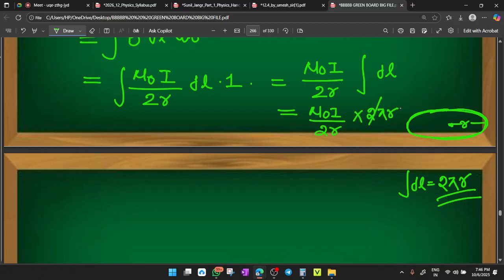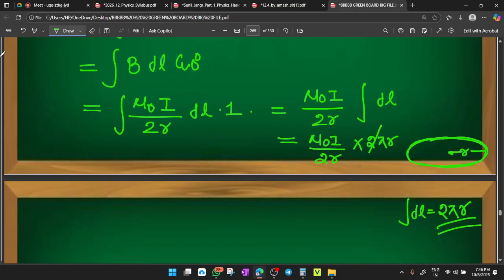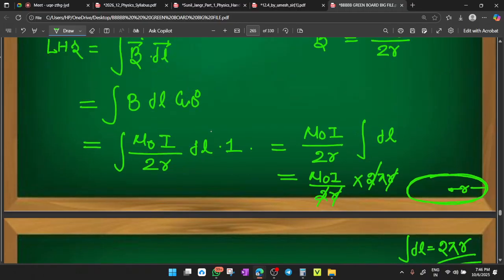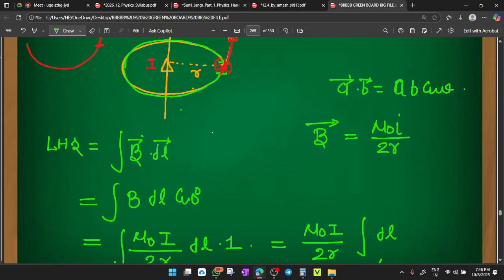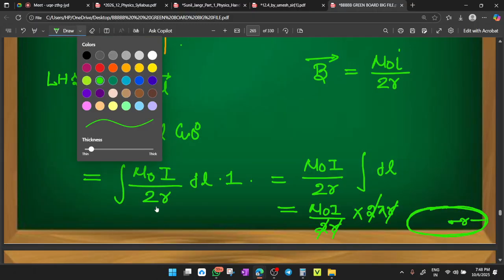Clear? 2 pi R upon 2R. So this is equal to 2 pi R. Mu naught I upon 2R. Yes, 2R gets cancelled. One more pi should be there. B equals mu naught I upon 2 pi R. Sorry, students, a mistake is there.